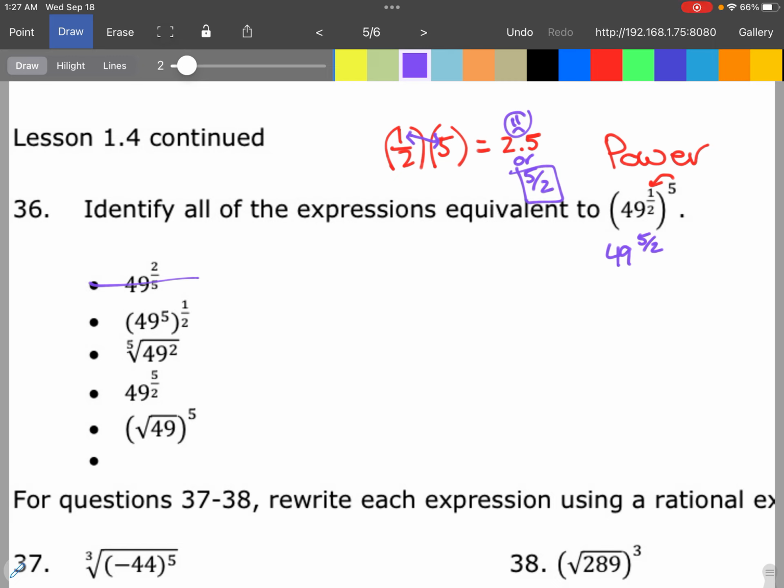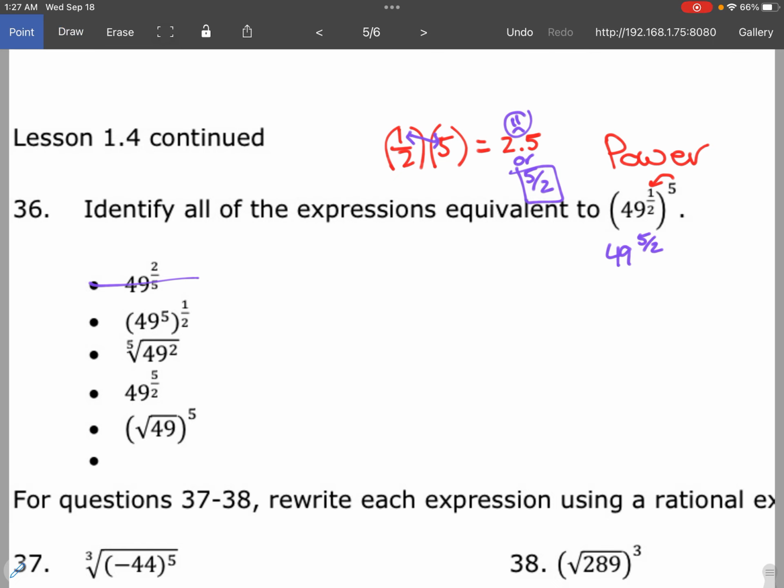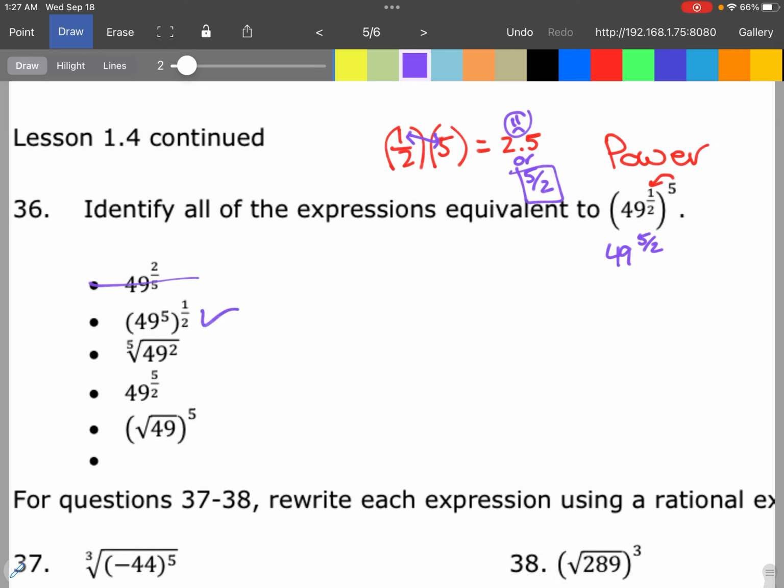Ooh, this next one here, this is definitely going to work out. That one's going to work, simply because 5 times 1/2 is the same thing as 1/2 times 5. They are literally the same thing. So they presented the problem the same way, just flip the 2 exponents. And yeah, it would work the same way.